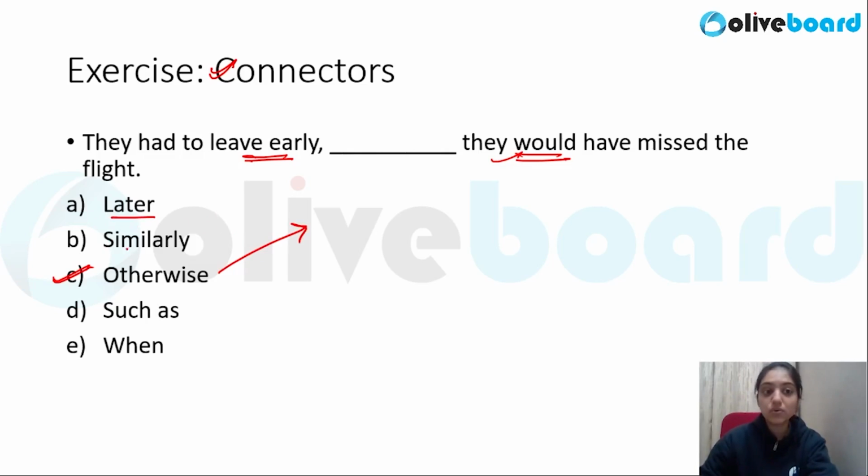Now, if you were to look at the other options, later here presents time. So, this is not the case in case of this sentence. So, later here is negated. Similarly, here is used to indicate similar examples or to carry out comparison. So, this is not the case here. Hence, option B is also negated. Such as is used to give examples, and this is not the case here, so D is also negated. And when is used to indicate time, which is not the case here, so E is also negated.